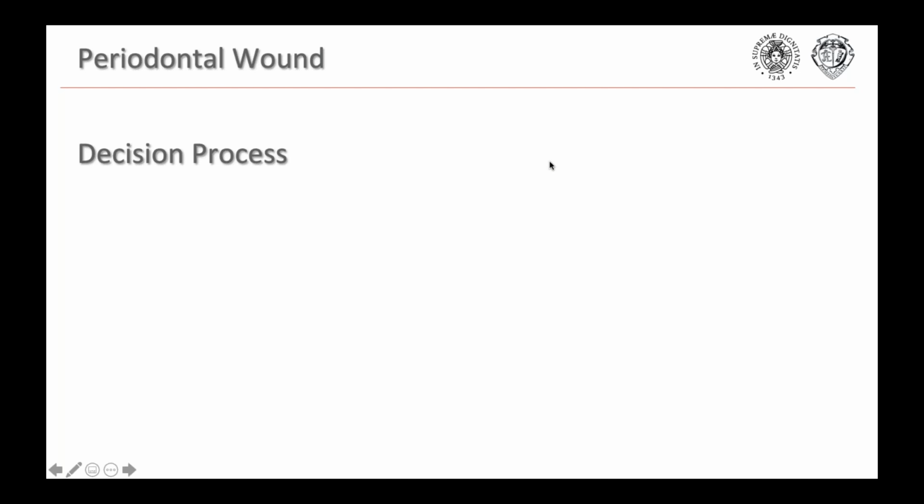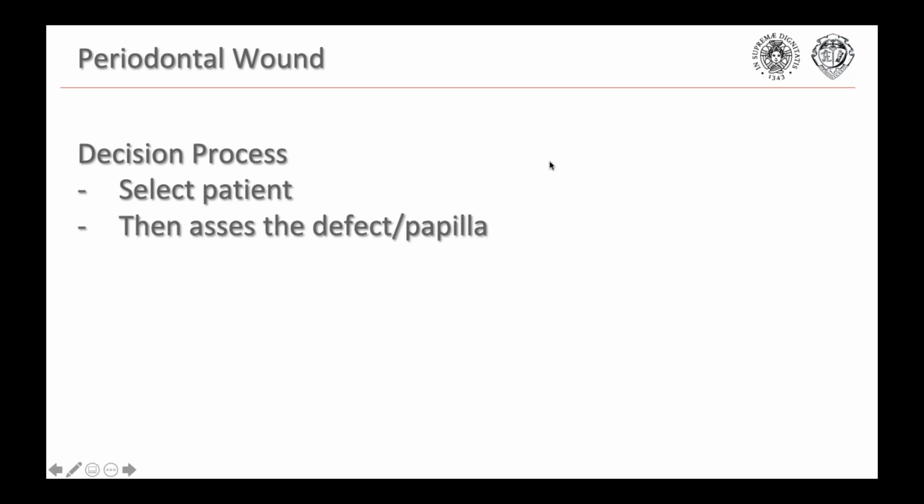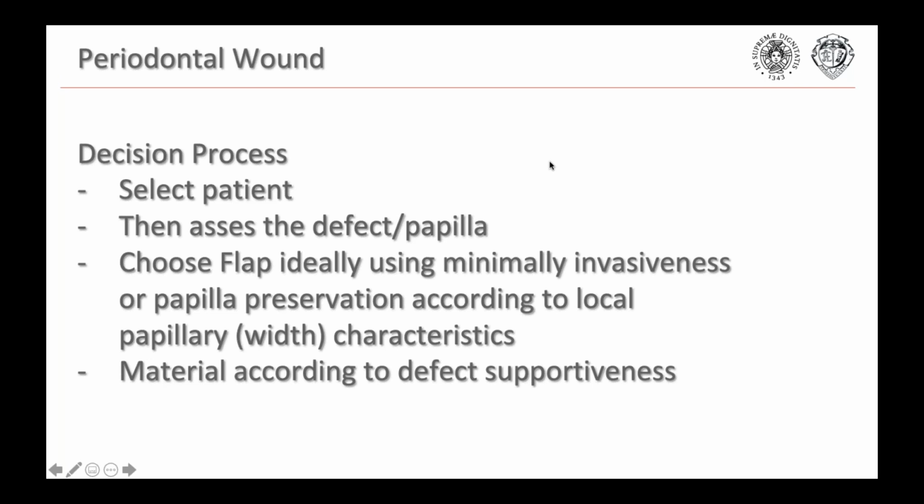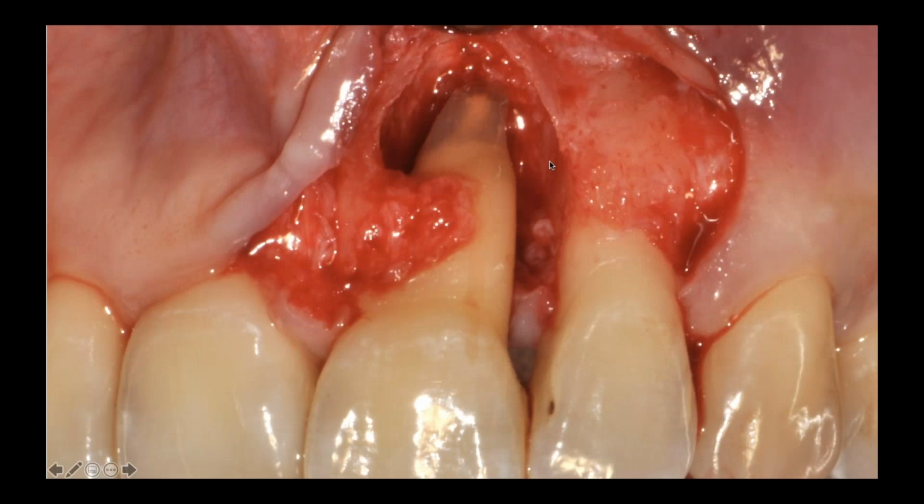The decision process, really, I think, when understanding a surgery is first of all to select the patient that has to have the plaque under control, inflammation under control, and most probably the smoking, then assess the defect and the papilla, and on that basis choose the flap that possibly should be as minimally invasive as you can, because that increases the wound's chances to have a proper healing, and therefore choose the material according to the defect supportiveness.